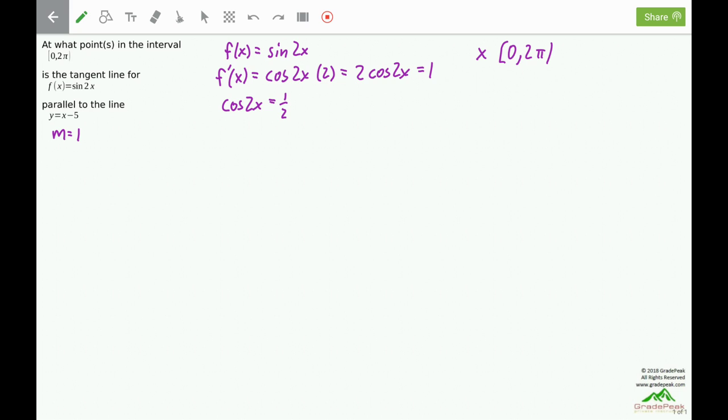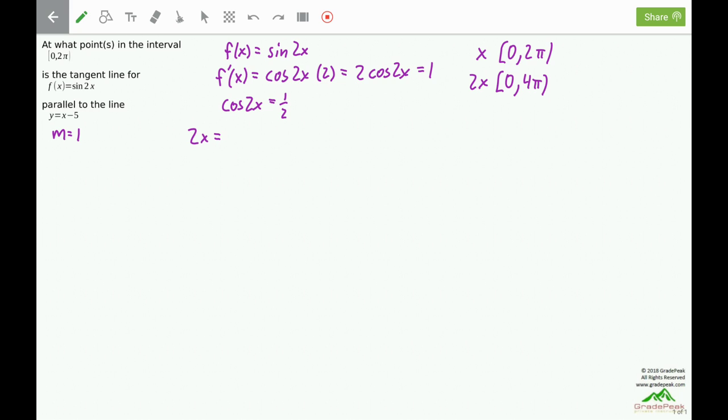We have a phase here of 2x, and so I need to write down the interval for 2x. 2x is twice as big as x. You're going to double each of these. 2 times 0 is 0. 2 times 2 pi is 4 pi. There's the interval. We're going to try to think of where the cosine is equal to 1/2, because 2x is going to equal each of these.